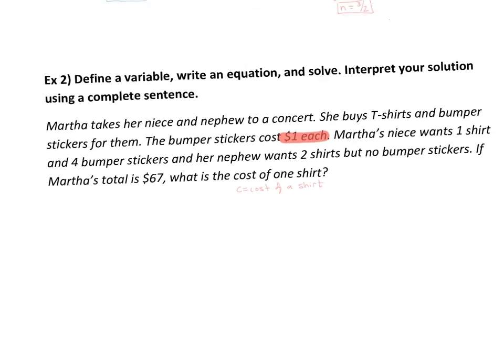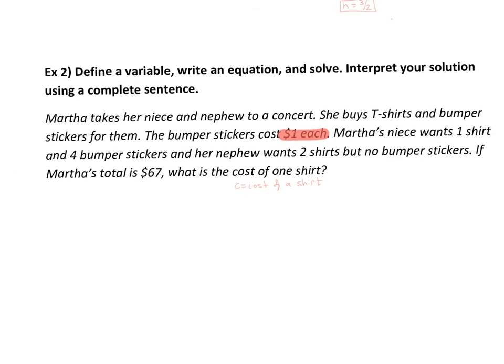We know that the niece wants 1 shirt. Let's highlight that. 1 shirt and 4 bumper stickers, and the nephew wants 2 shirts. Okay, so if you kind of think about it, we can start with the niece. The niece wants 1 shirt, so I'm going to put 1C or just C, 1C, and 4 bumper stickers at $1.